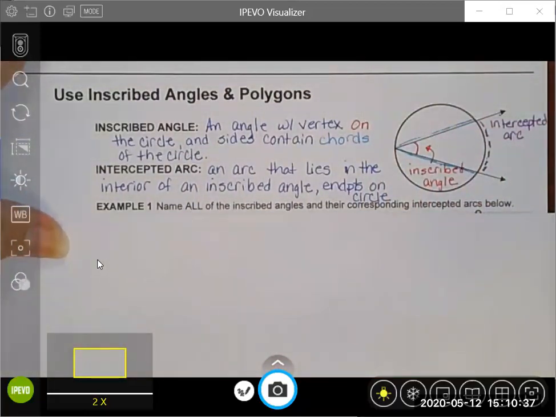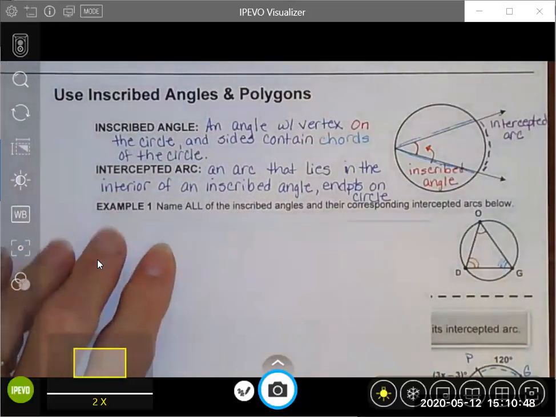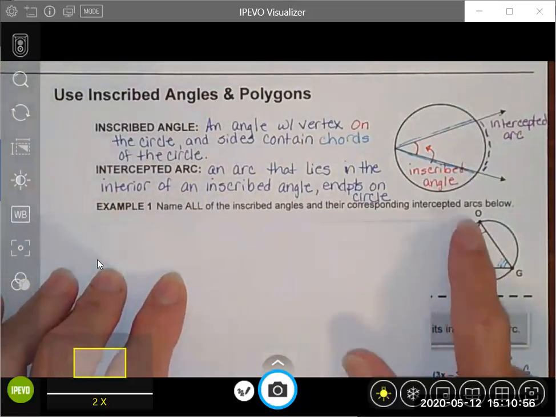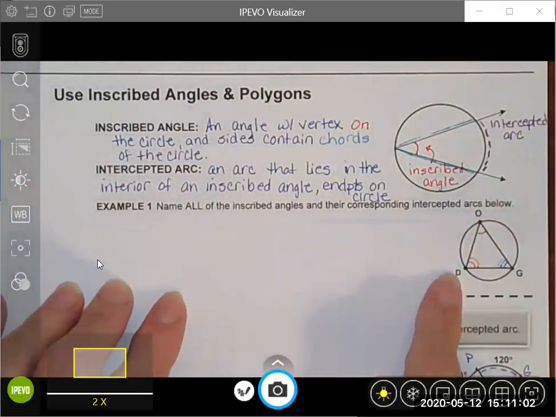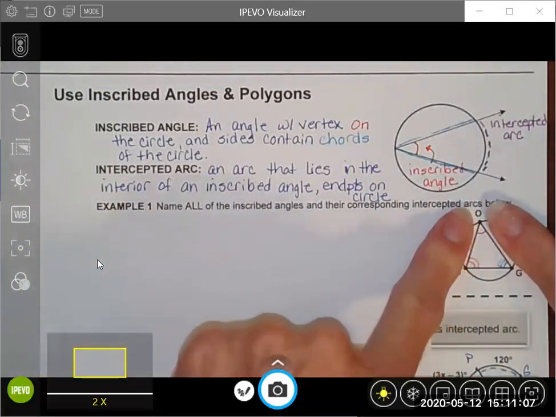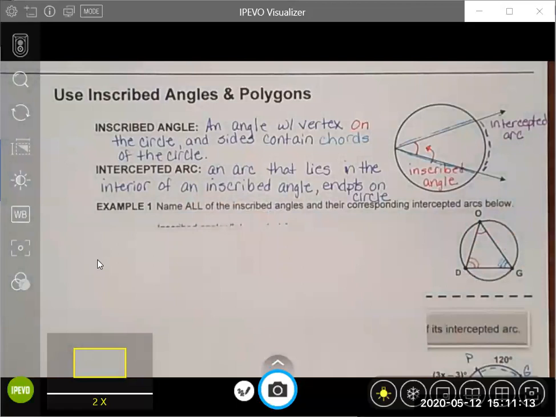Let's first just look at some of the ways that inscribed angles and their intercepted arcs can appear in a circle. So I went ahead and looked at the inscribed polygon, DOG, a triangle inside a circle. And each of these angles, angle D, is inscribed because its vertex is on the circle and its endpoints are also on the circle. So angle D is inscribed, angle O is inscribed, and angle G is also an inscribed angle.